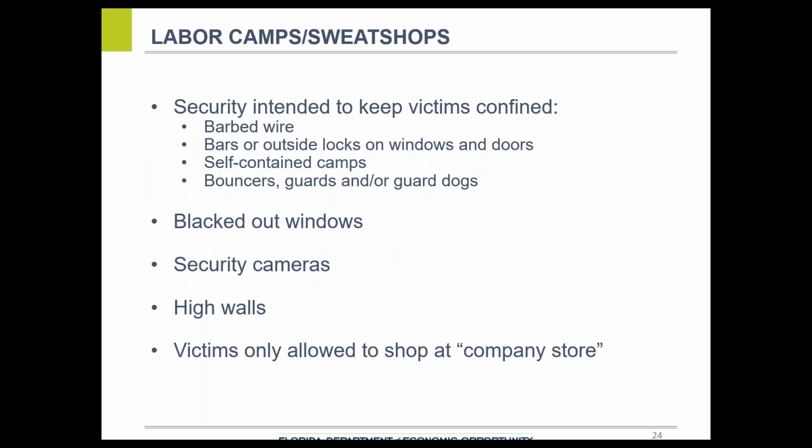The labor camps. Security intended to keep the victims confined can include barbed wire, bars or outside locks on windows and doors, self-contained camps, bouncers or guards and or guard dogs. They can have blacked out windows, security cameras, high walls, and victims only allowed to shop at the company store.